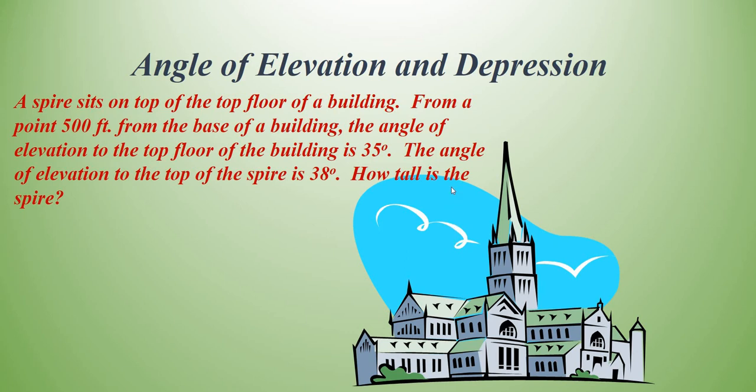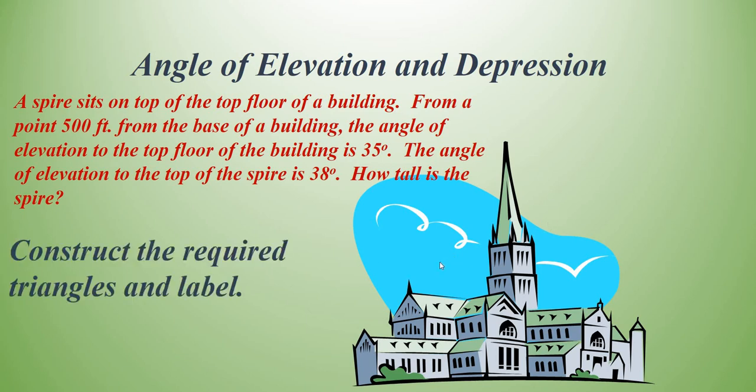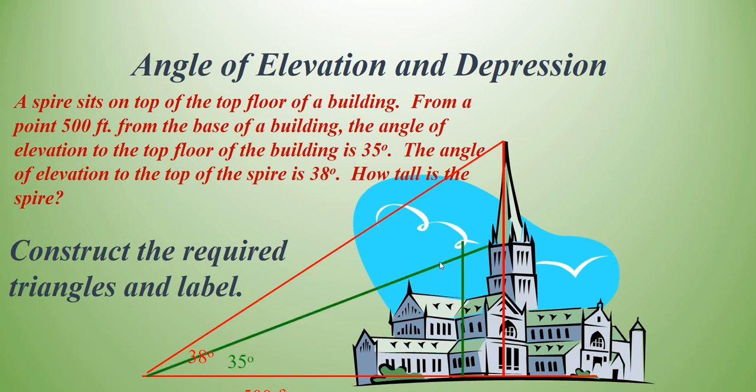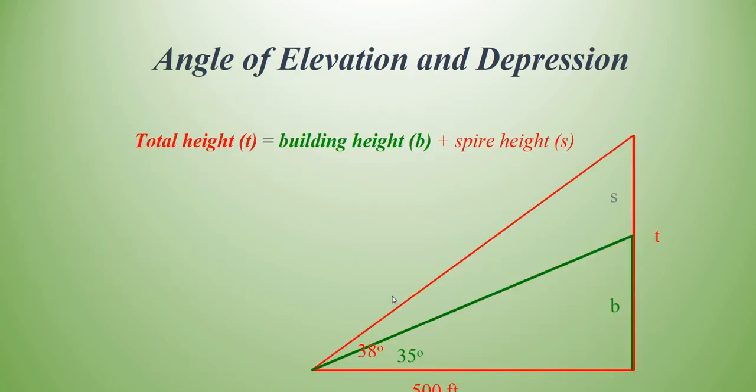A spire sits on top of the top floor of a building. From a point 500 feet from the base of the building, the angle of elevation to the top floor of the building is 35 degrees. The angle of elevation to the top of the spire is 38. How tall is the spire? Angle 35 is the elevation angle between the horizontal line and the top of the building.